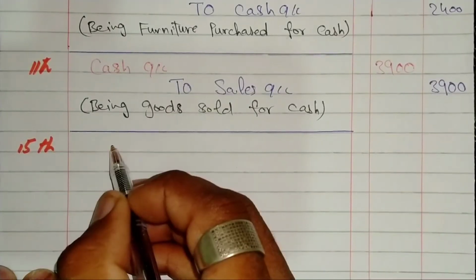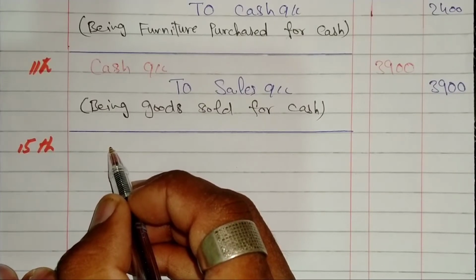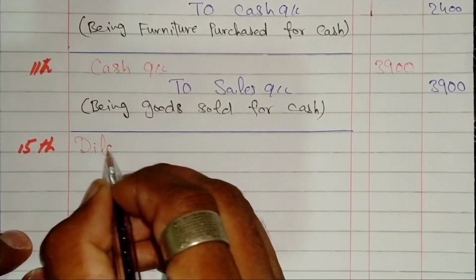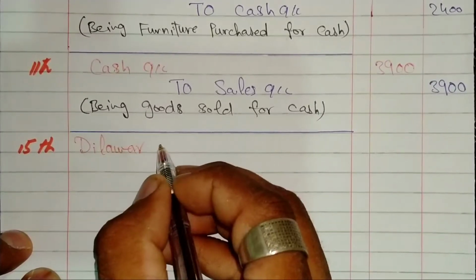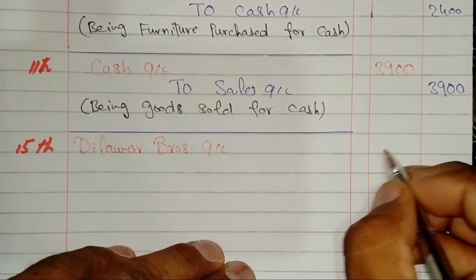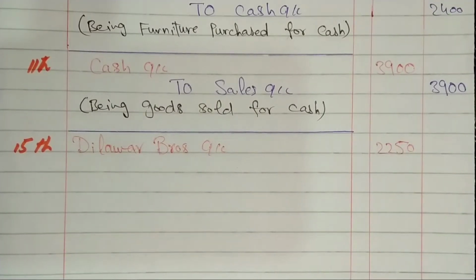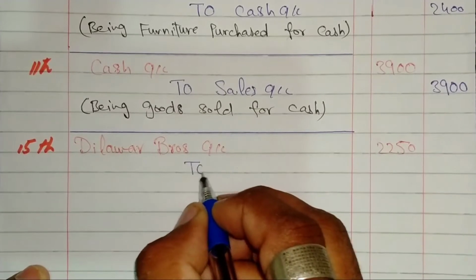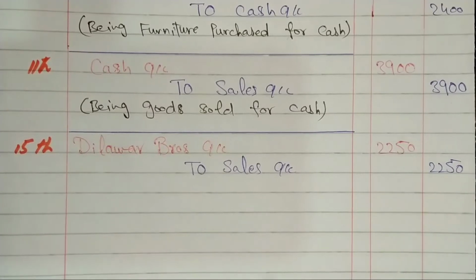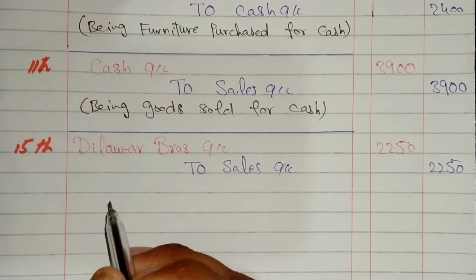On 15th February, sold goods on credit to Dilawar Brothers amounted $2,250. The entry of this transaction: Dilawar Brothers account debit to $2,250 with credit to sales account with amount $2,250. The description of this entry will be: being goods sold on credit to Dilawar Brothers.